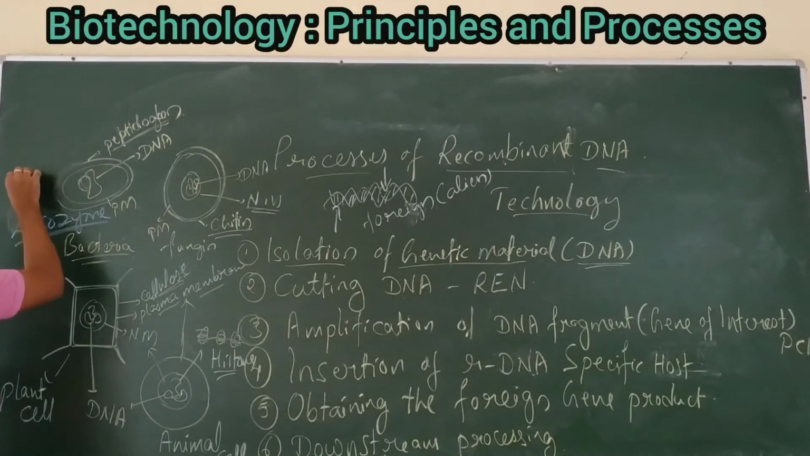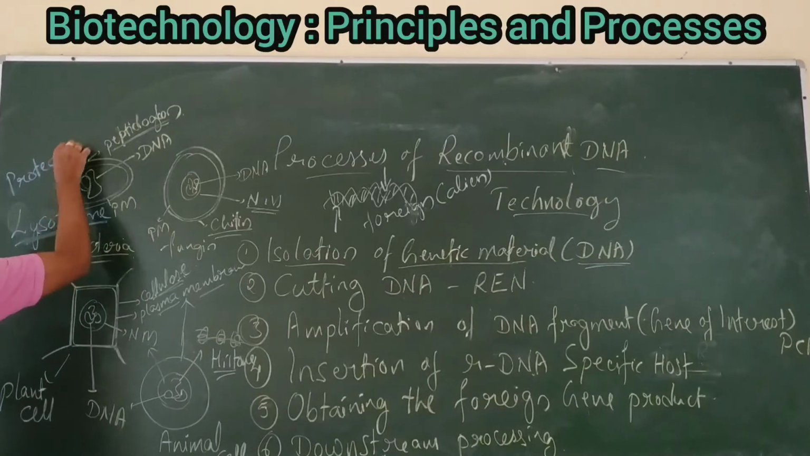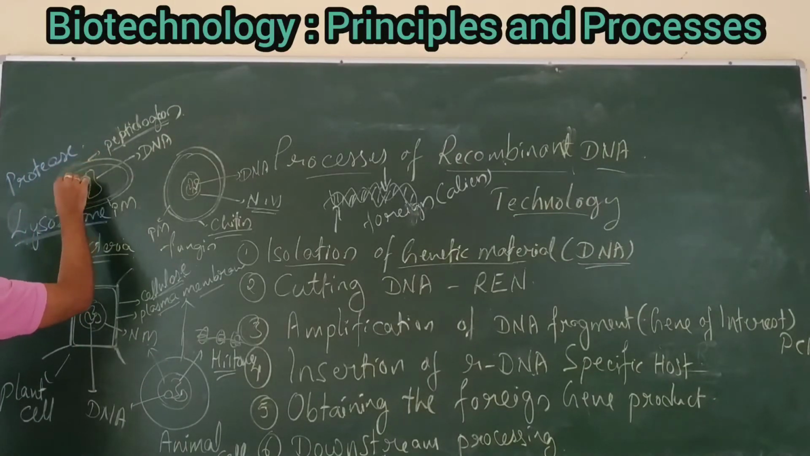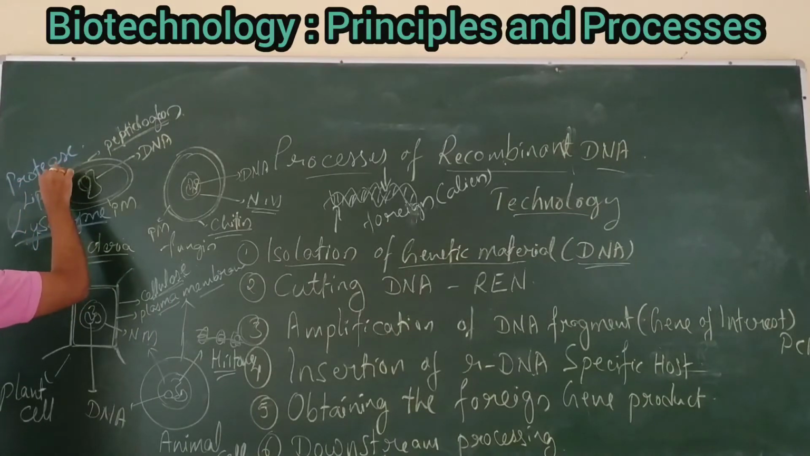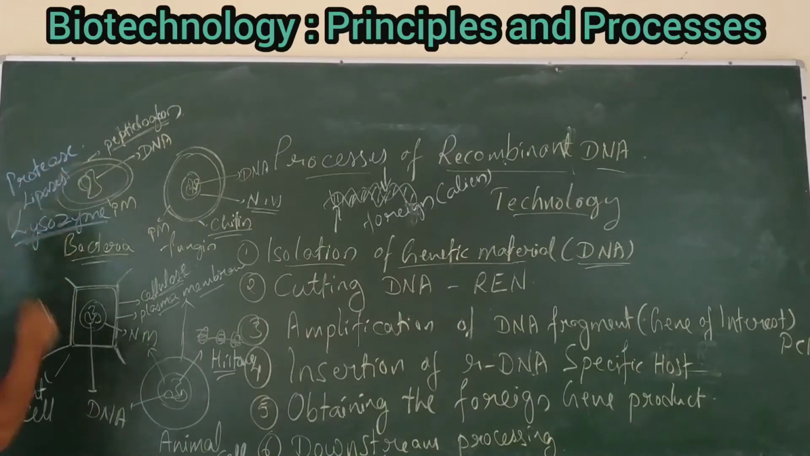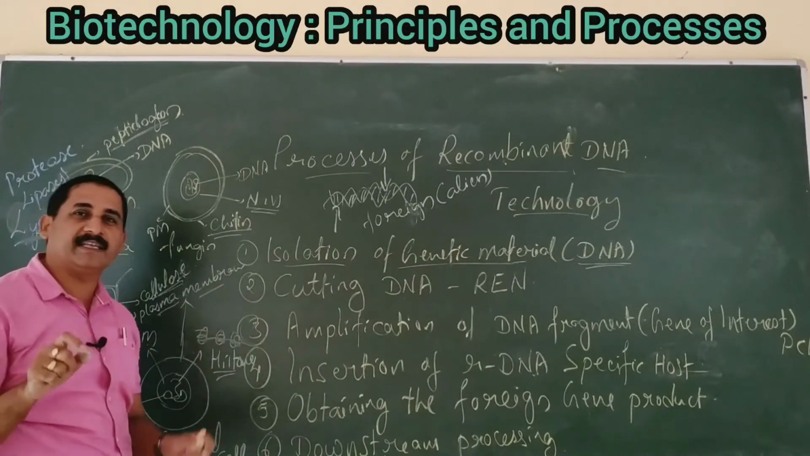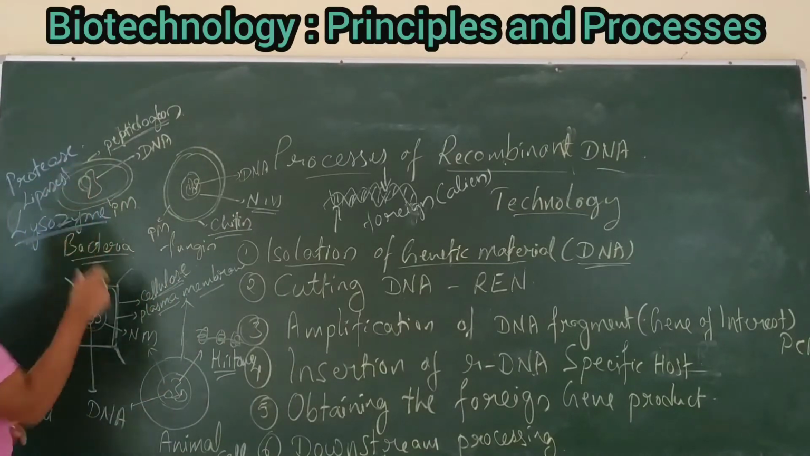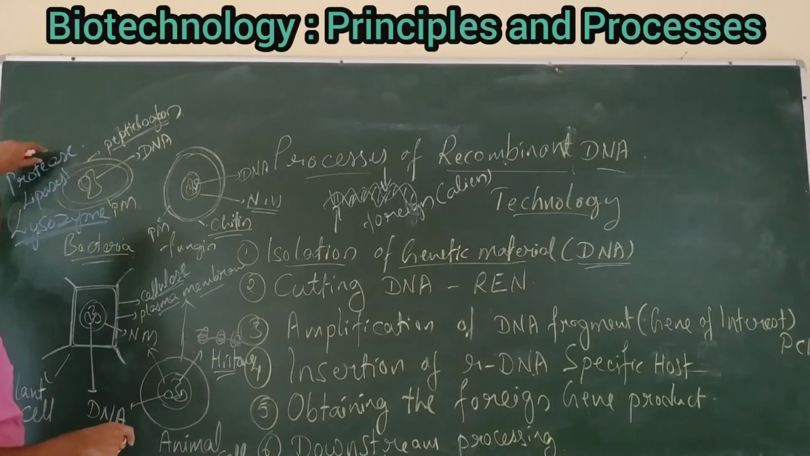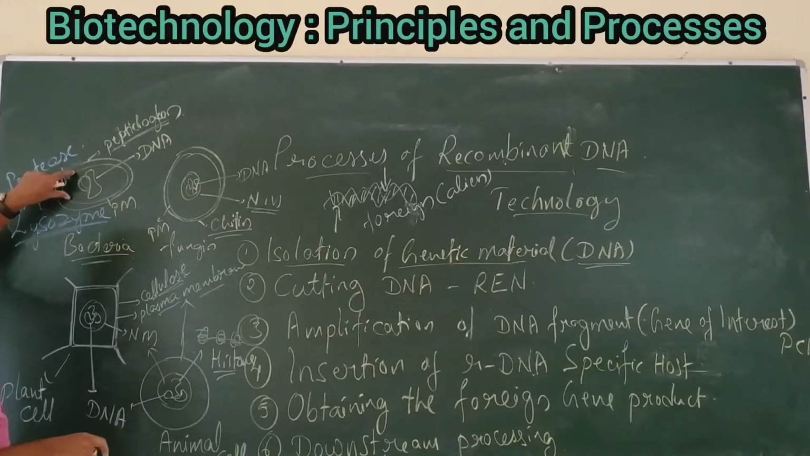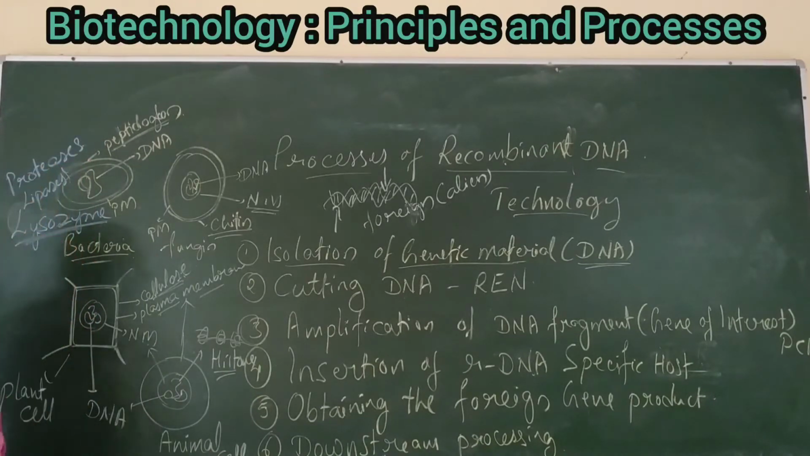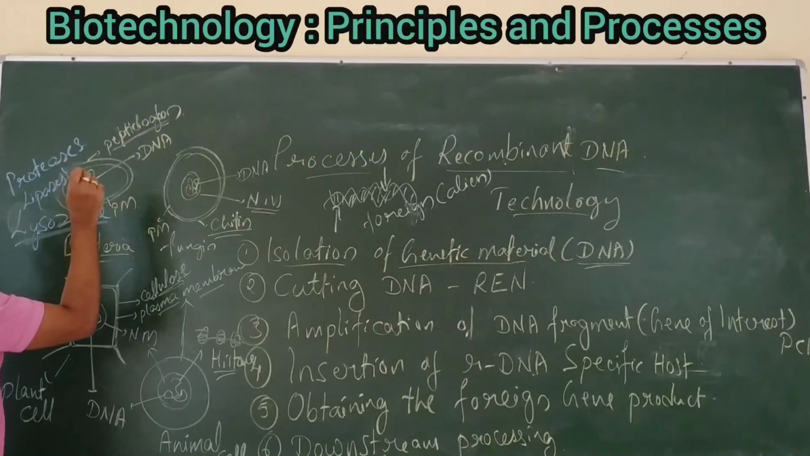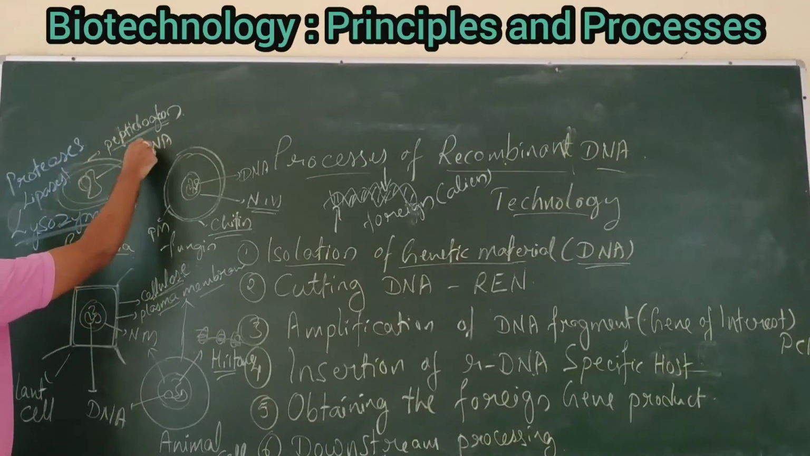Then proteases to degrade the protein part of the plasma membrane, and also lipases to degrade the lipid part. You know, the plasma membrane is made up of phospholipids and proteins. You have to degrade the protein and also the lipids from this plasma membrane by using proteases and lipases. And then we can isolate the DNA.